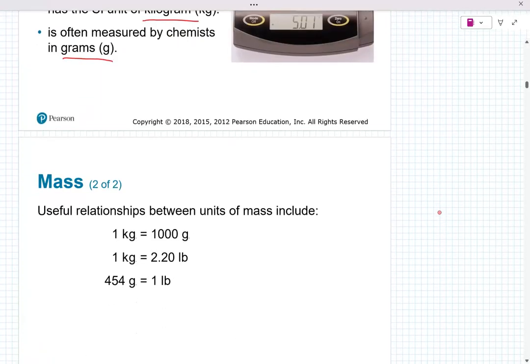Useful relationship here is this. Moreover, if you work with little, super tiny quantities, you may need to work with milligrams. Remember, milli is 1,000th part. So I'm just going to add that 1 gram is equivalent to 1,000 milligrams. Okay? Good? Awesome.